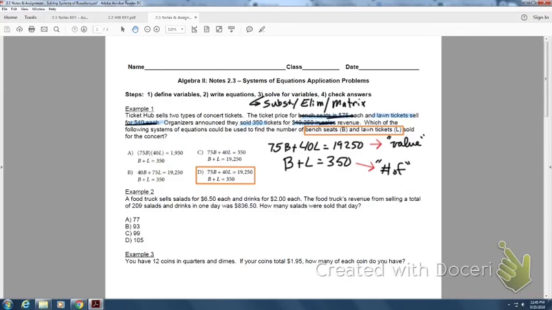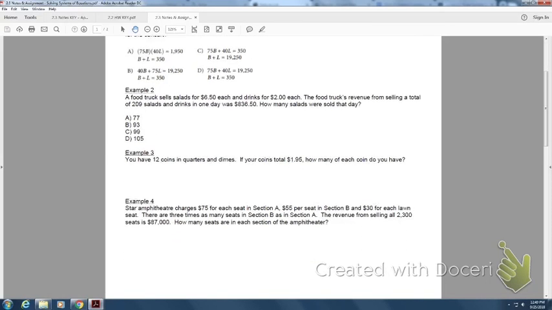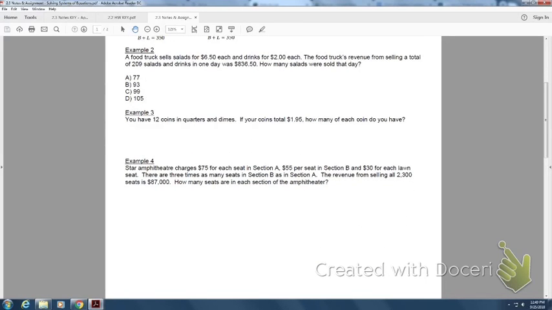All right, let's go to example number 2. Ashlyn, will you read that one for me? Food truck's revenue for selling a total of 209 salads and drinks in one day was $836.50. How many salads were sold that day? Okay. So, looking at that, first, we need to identify the variables. So we'll use S for salads, D for drinks.